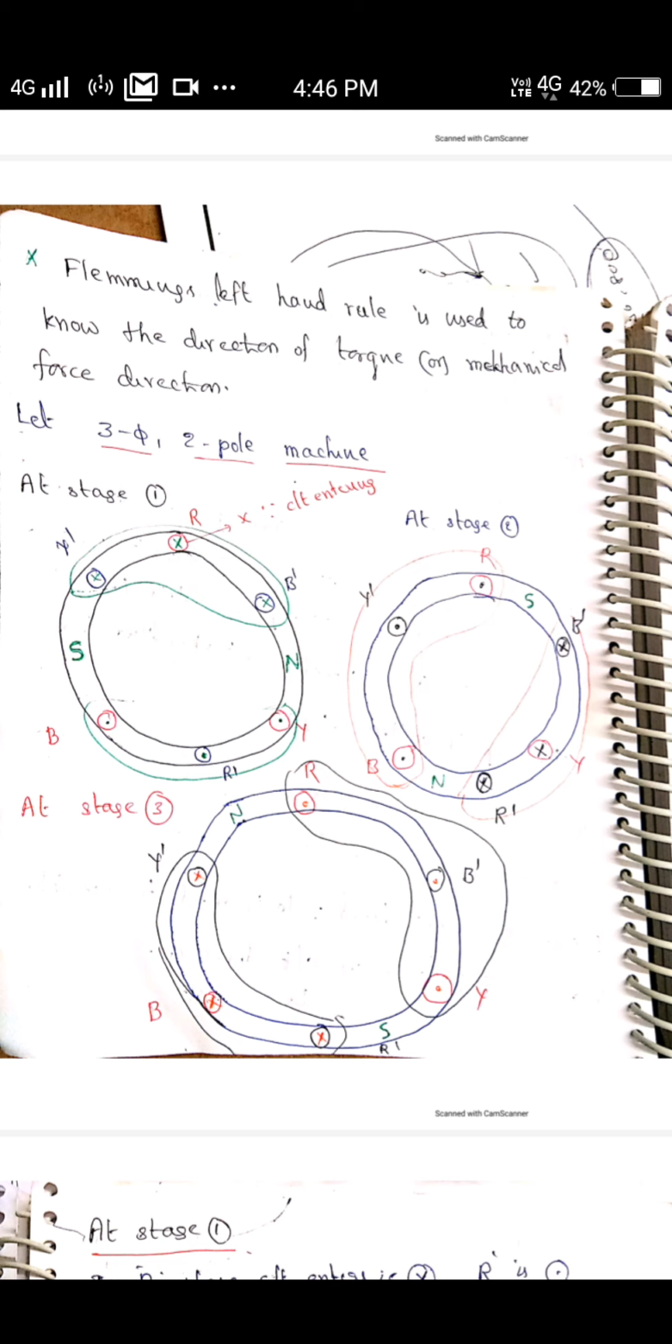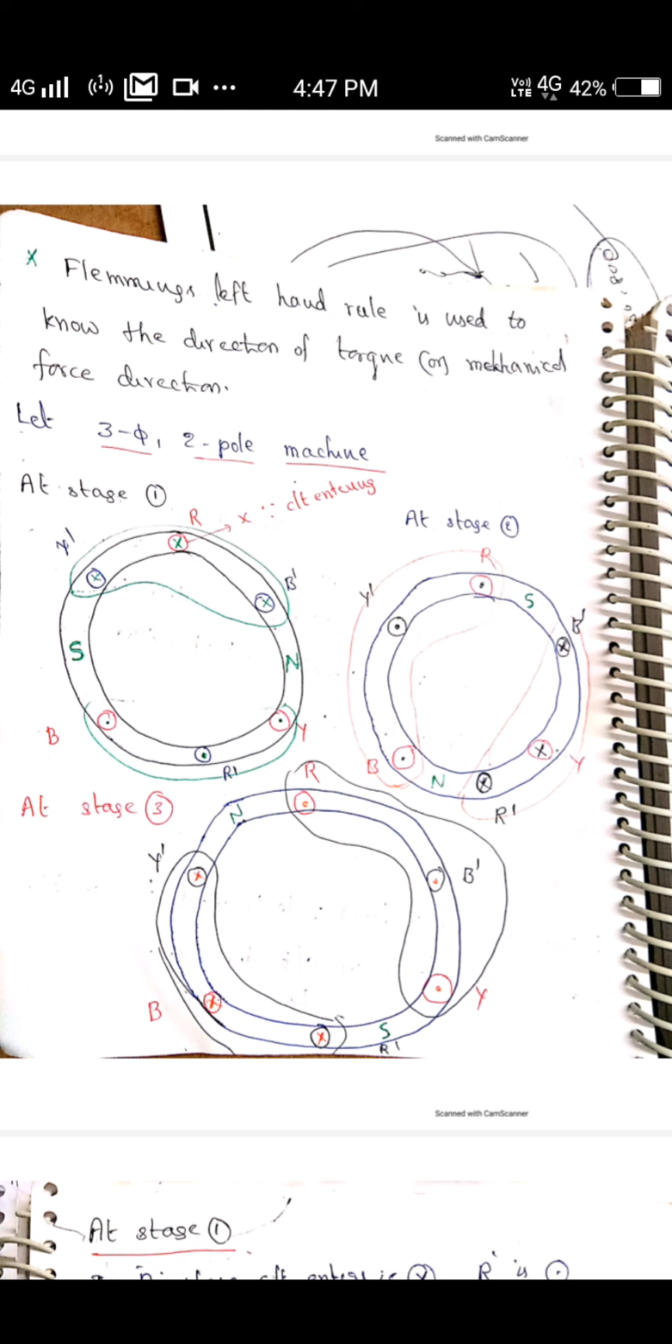Similarly at stage 2, you observe Y is cross, Y dash is dot, and R, B are dots, so those remaining ends are the opposite of cross. There also you form two groups, currents flowing. Again you apply the right hand thumb rule very carefully, and north pole and south pole form. At stage 3, there also see the groups. Here Y phase and B phase are cross, Y dash is dot, so those other ends are opposite. There also you can get north pole and south pole.